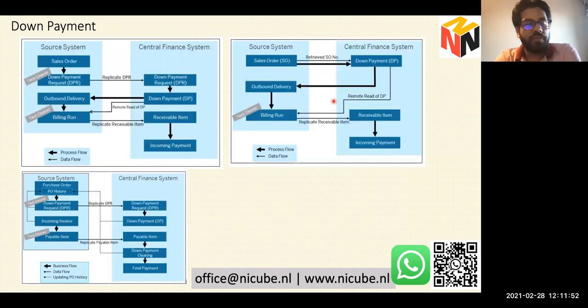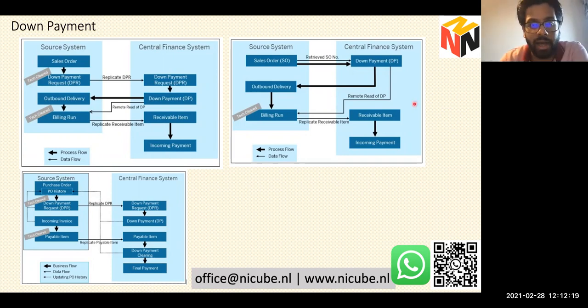This is a view for down payments, SD and MM both. So you can see for down payment also, the picture is the same. You have a sales order, you have a down payment request happening in ECC. However, any payment to the customer, either a normal payment or a down payment, or you are receiving the down payment, that is happening from your S4 system.